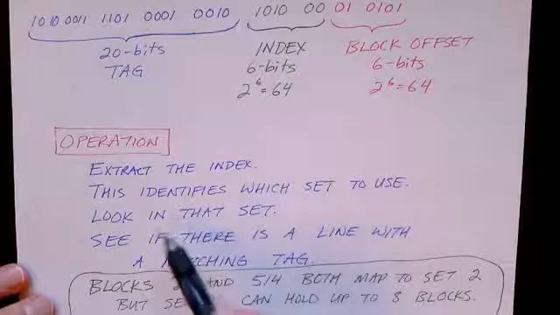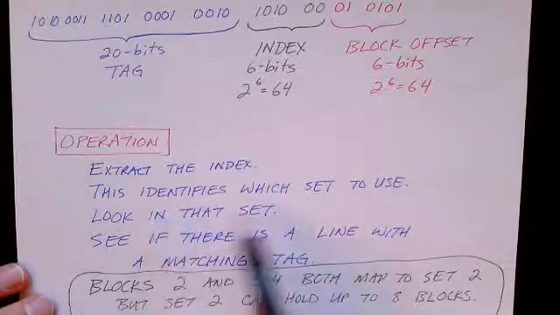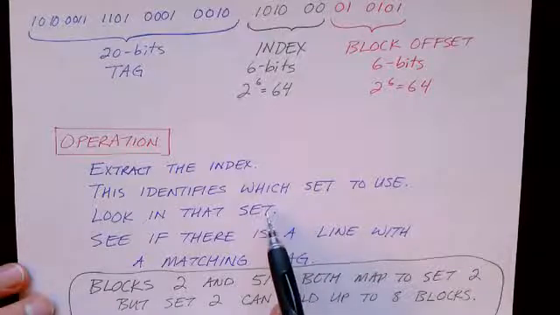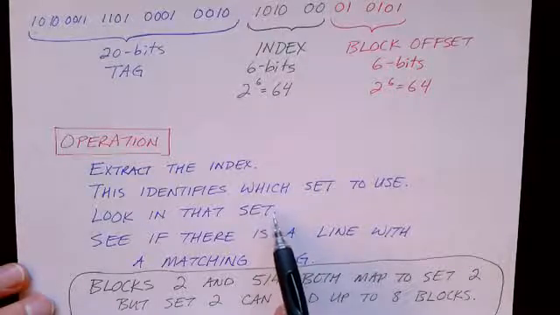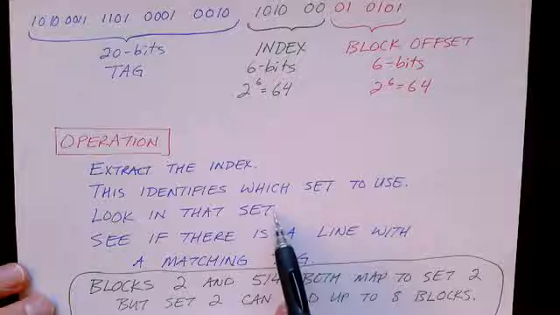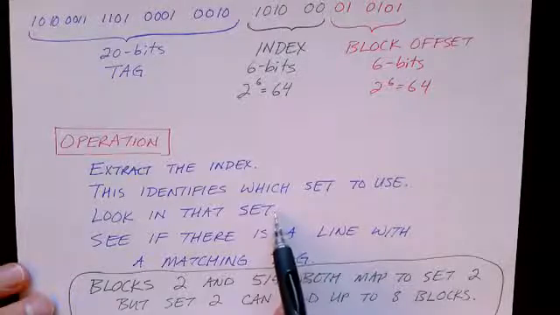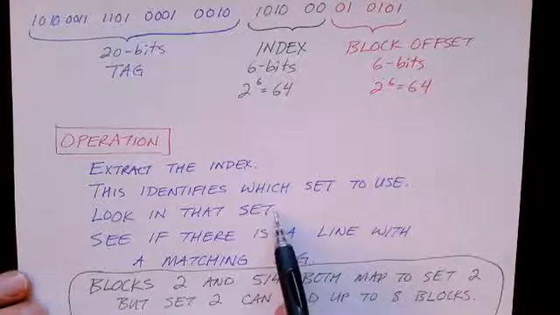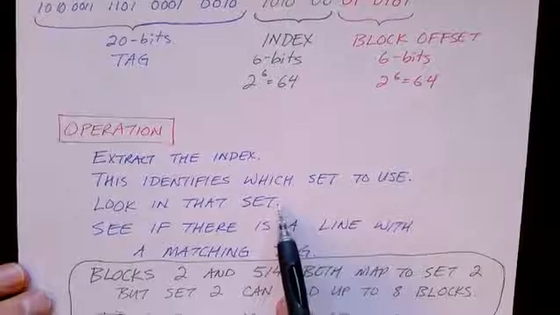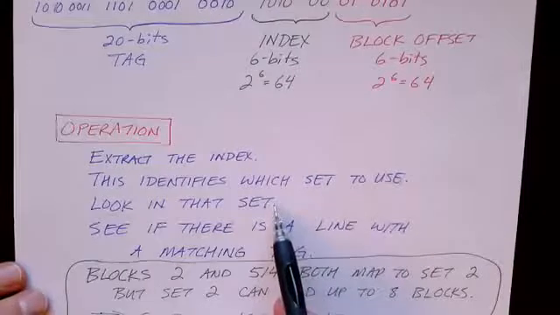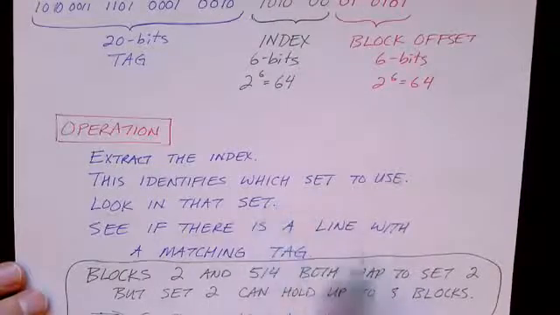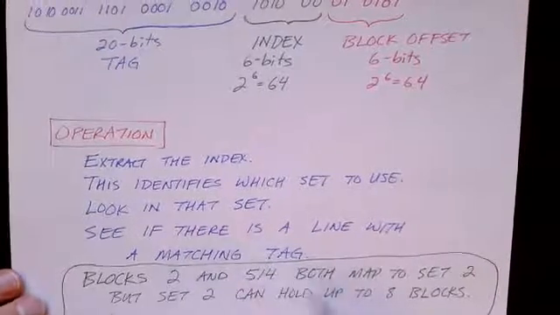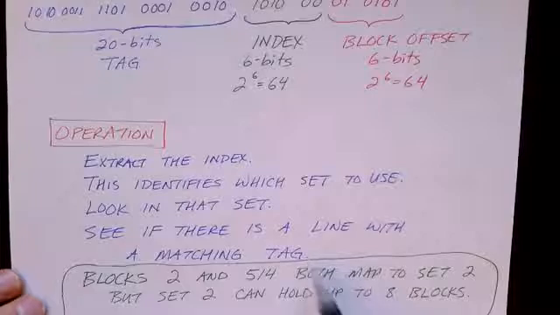So the first step is to extract those bits and identify the set, and that set is then the one that we look into. So the cache, it's an associative set, so we provide the tag to that associative set, and that associative set then checks all 8 of its lines to see if there's a match with a line that's already in the set. And if there's a match, then we've got a cache hit.